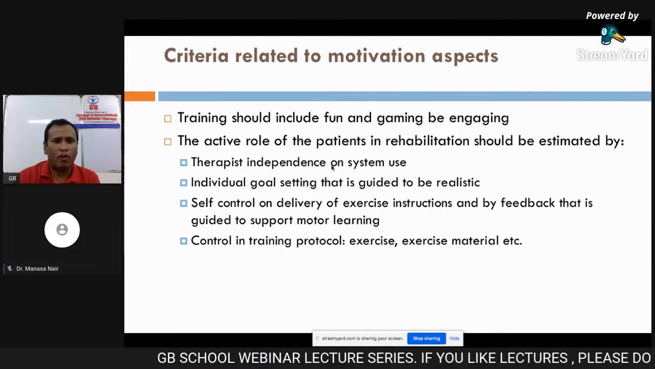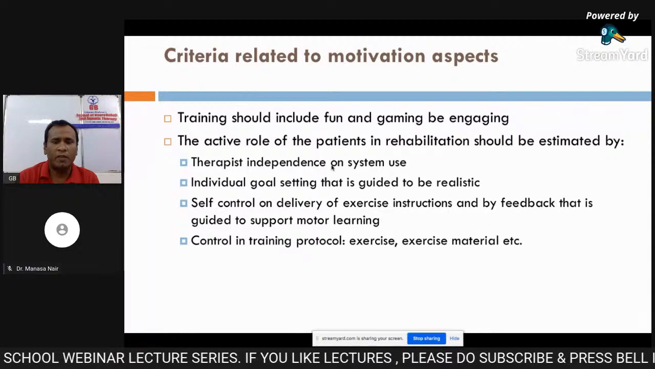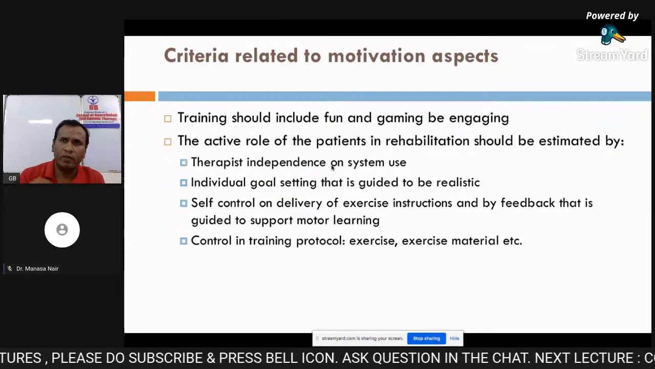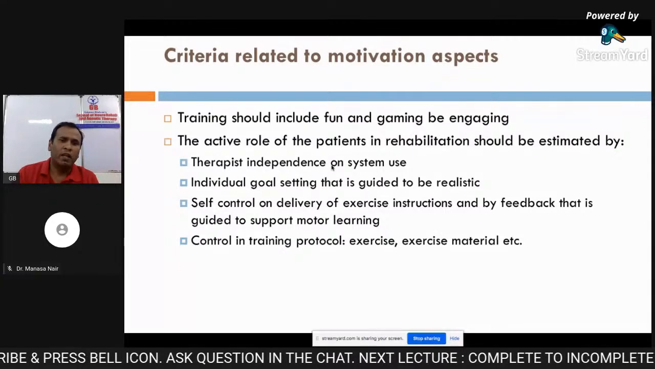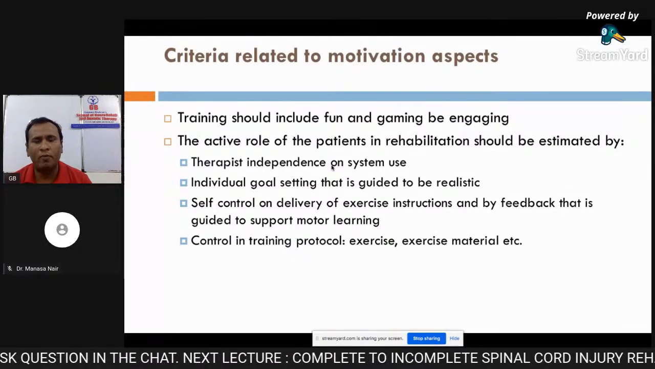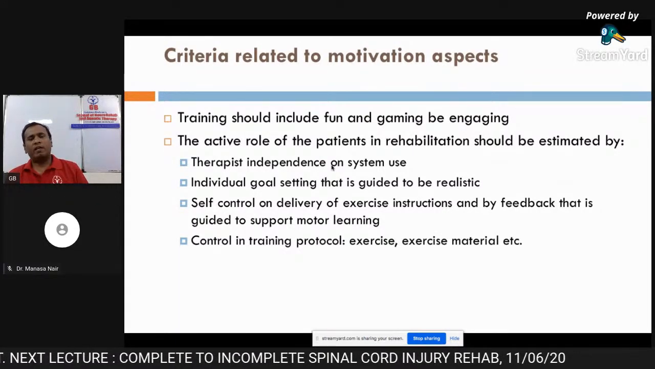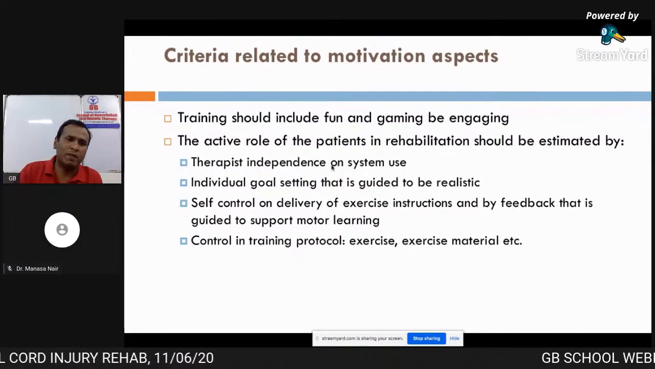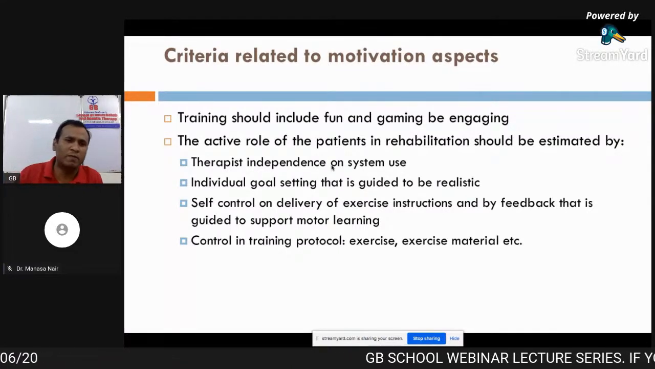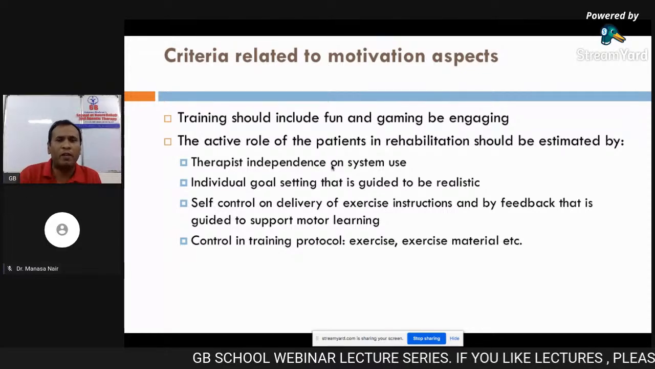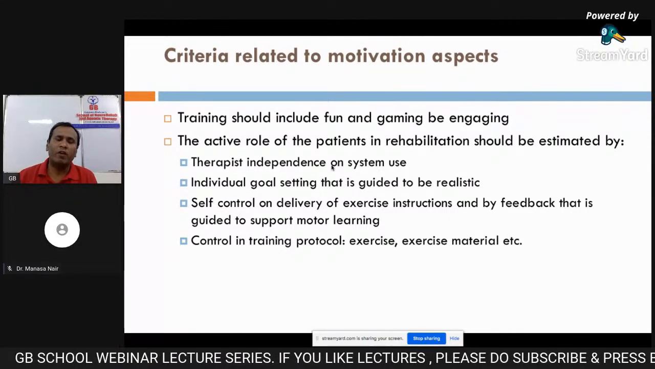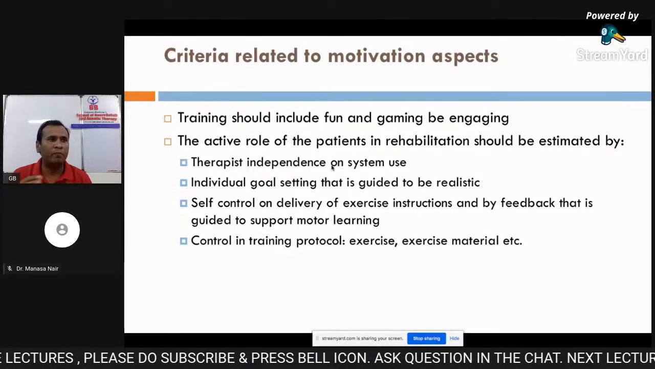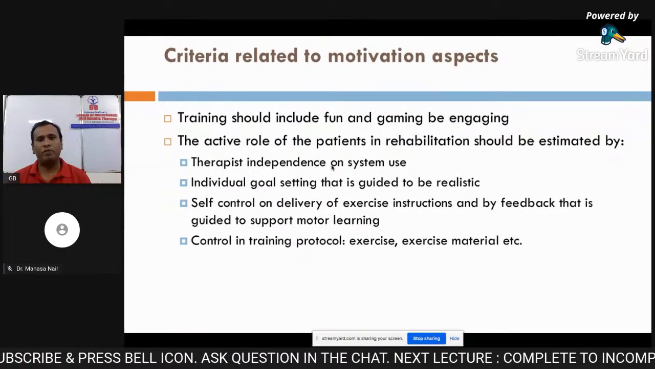So, self-control on delivery of exercise instruction. Now, while we are doing this program design, we have a very common habit of giving too much instruction. Suppose we are teaching somebody hip flexion, we keep saying flex, flex, flex, extend, extend, extend, flex, flex. For every repetition, we are giving instruction, or if he's doing some activity, we continuously give him instruction.